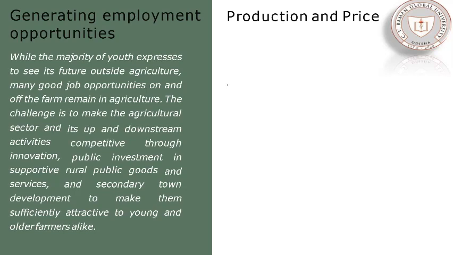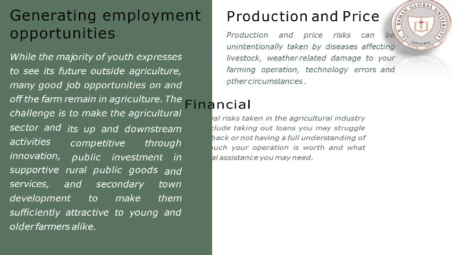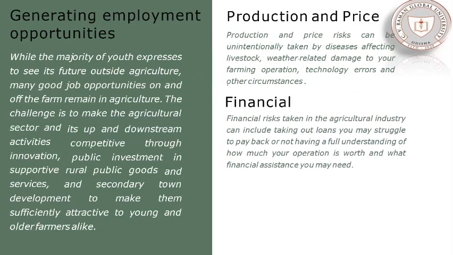Production and price risk can be unintentionally taken on through disease affecting livestock, weather-related damage to your farming operation, technology errors, and other circumstances. Financial risk taken in the agricultural industry can include taking out loans you may struggle to pay back, or not having a full understanding of how much your operation is worth and what financial assistance you may need.